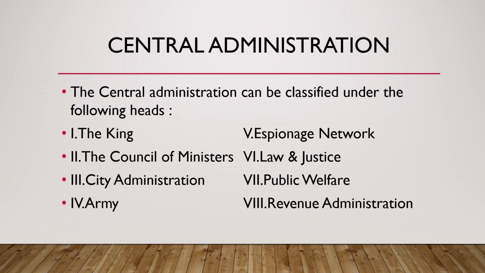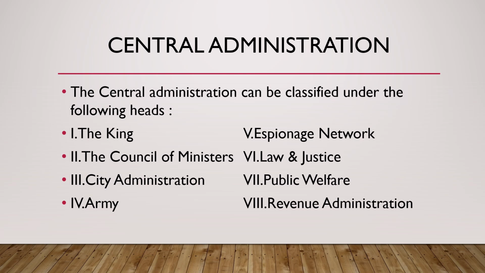Let us begin with central administration. The central administration during the Mauryan period could be classified under the following heads. These were the elements of the central administration, or different aspects of it. It comprised the king, the council of ministers, then we talk about city administration, army, espionage network, law and justice, public welfare, and finally we look into the revenue administration.